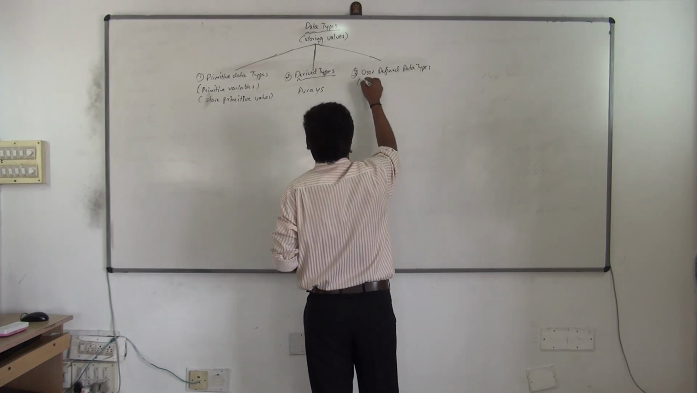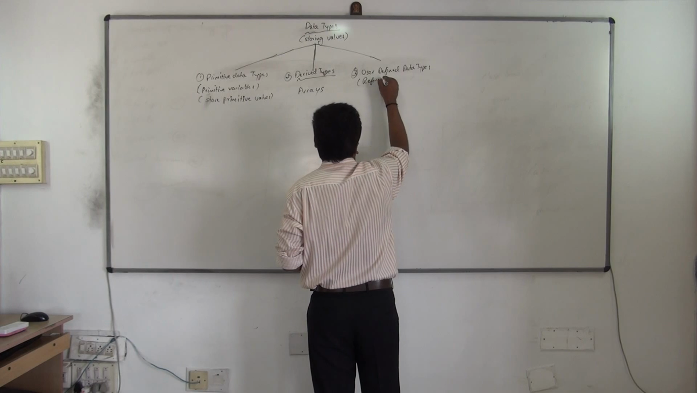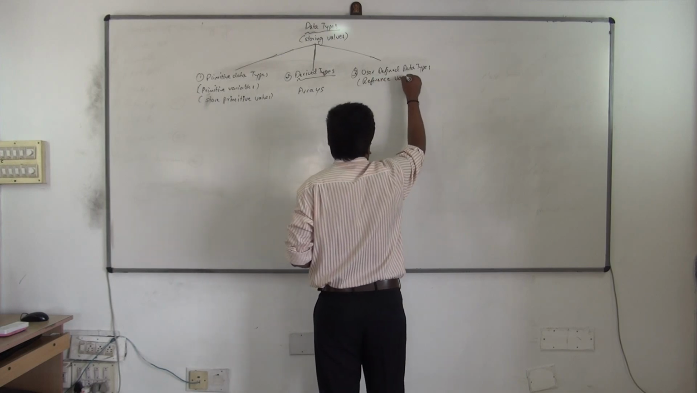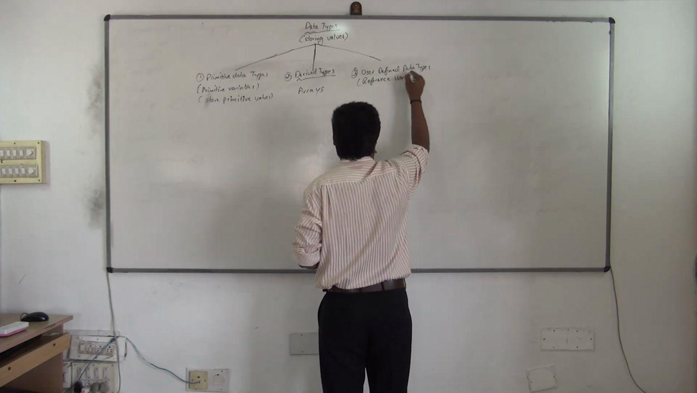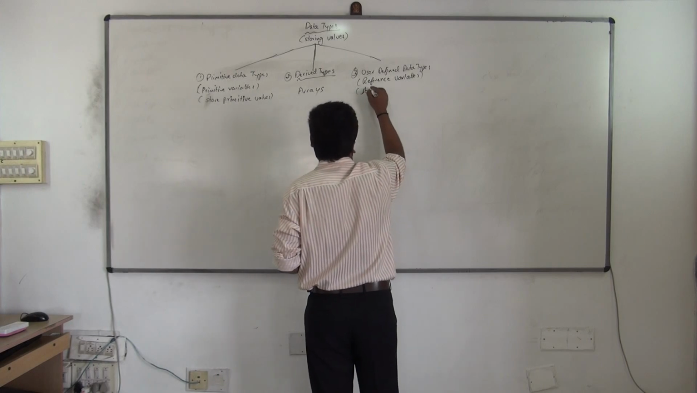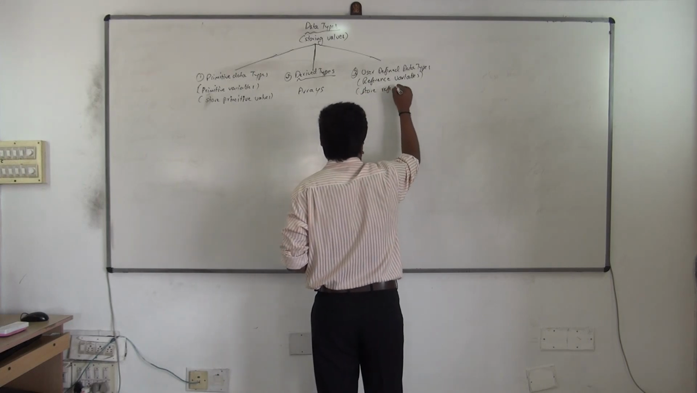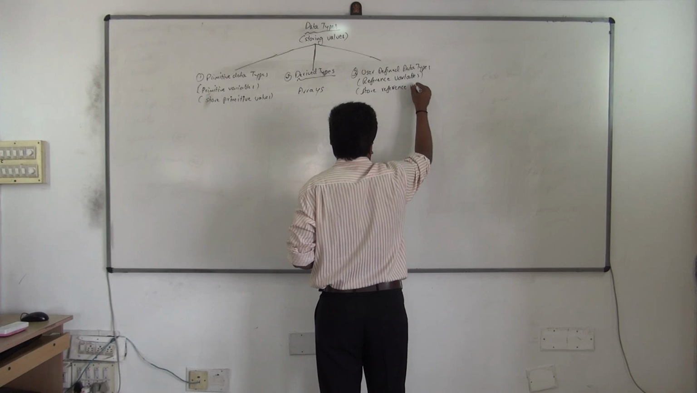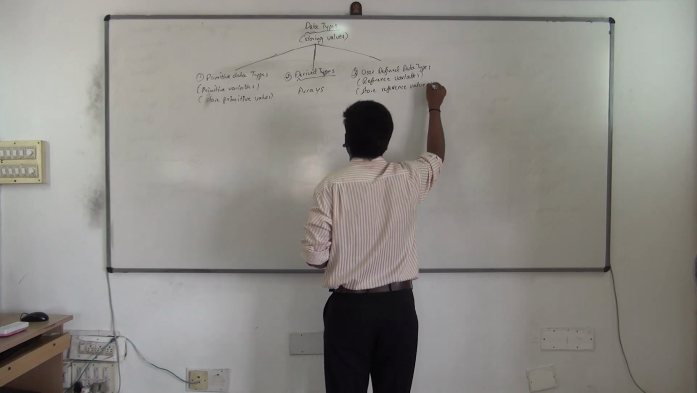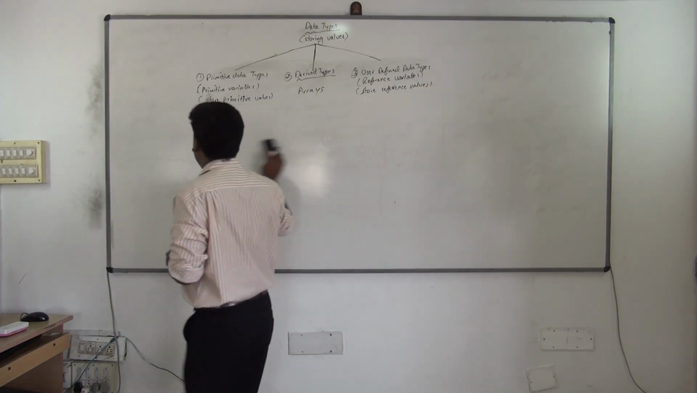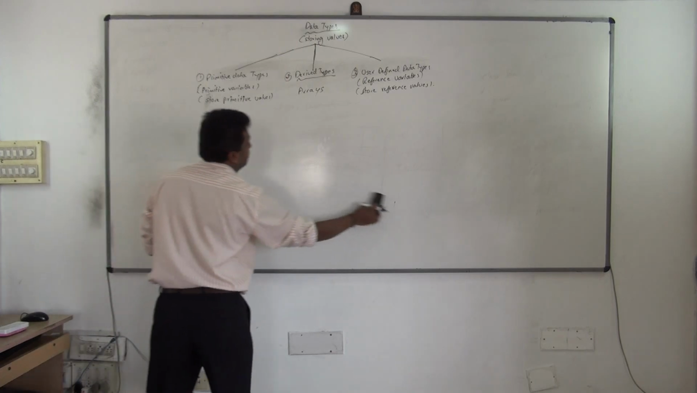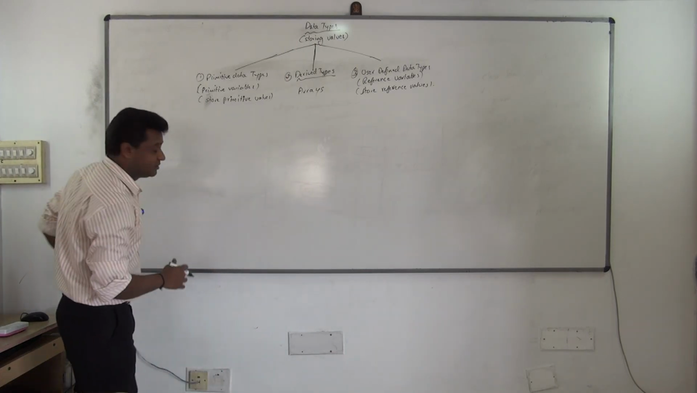So these variables are called reference variables, and they can store only reference values. Okay, so then I think we'll go with primitive data types first.